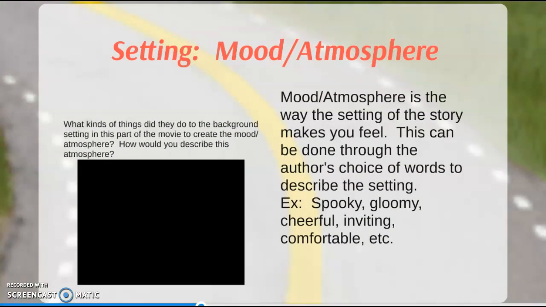Mood and atmosphere. Mood and atmosphere is the way that the setting of the story makes you feel. This can be done through the author's choice of words to describe the setting. Is it spooky? Is it gloomy? Is it exciting? Is it comfortable?